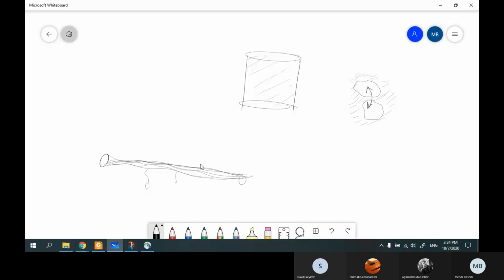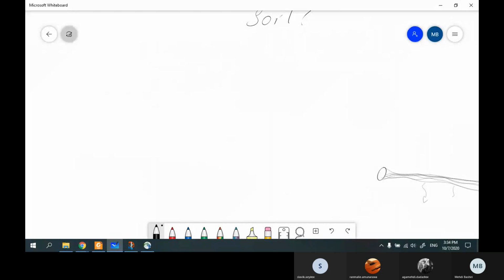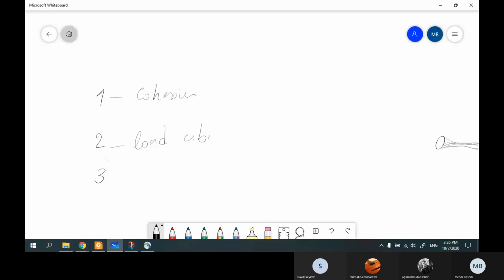So in soil engineering, the capacity of the soil comes from three parts. The first part is cohesion. The second part is the load above, and the third part is the soil below.